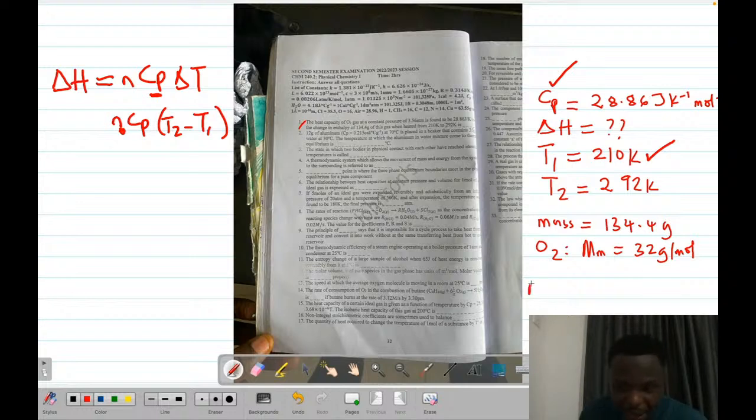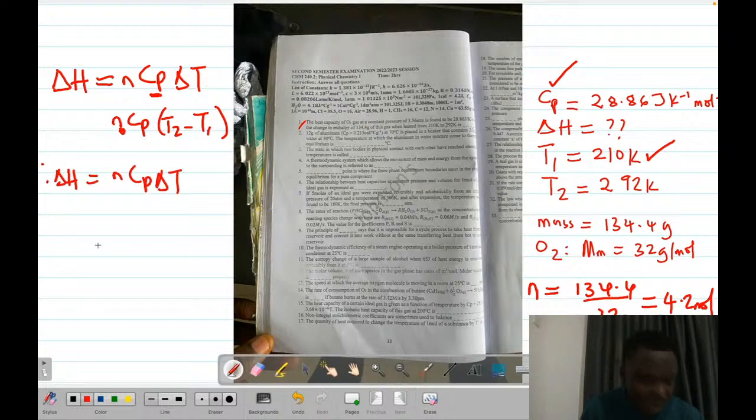Therefore, my n, which is the number of moles, will be 134.4 divided by 32. If you press your calculator, this will give us 4.2 moles. So you can now come down here and say, therefore my delta H equals nCp delta T. My n here is 4.2, times my Cp, which is 28.86, times T2, which is 292.